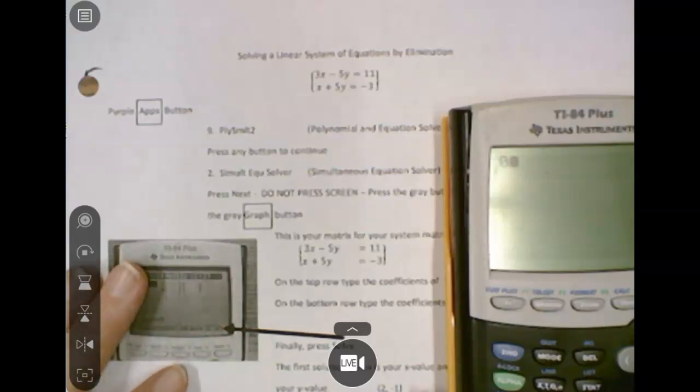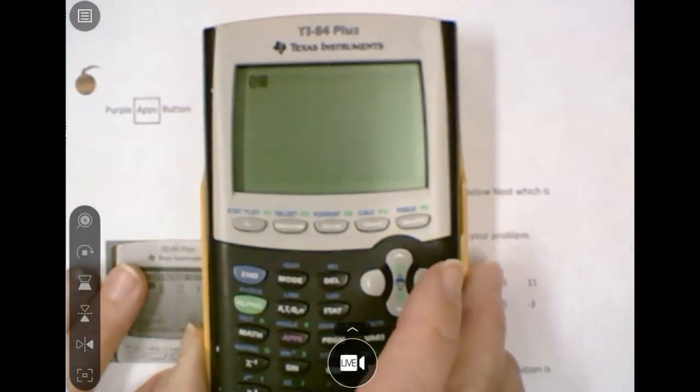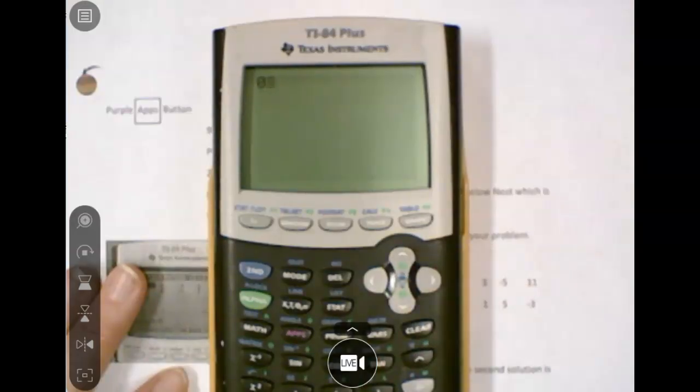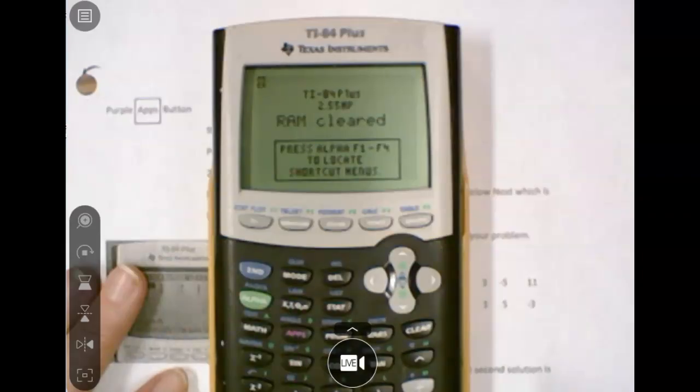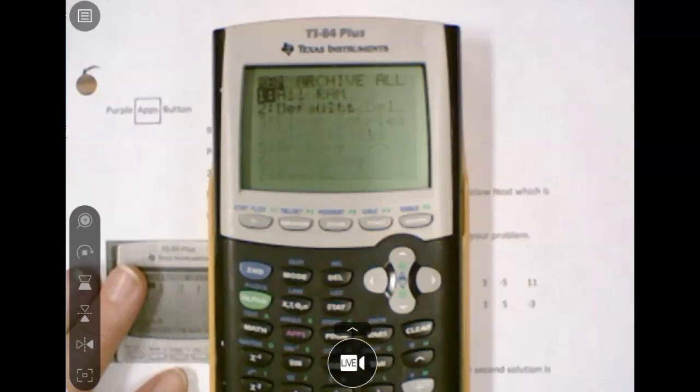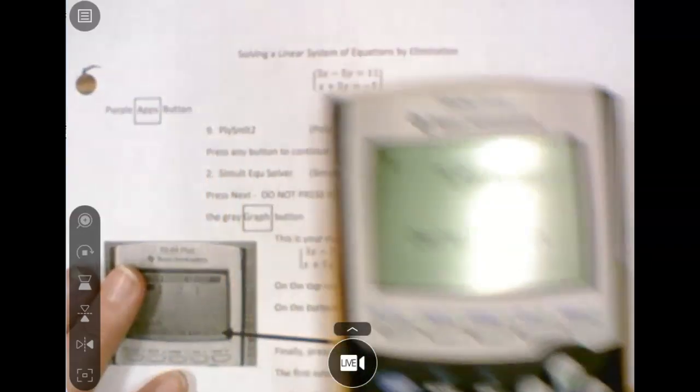Okay, so you should have your graphing calculator in front of you. And the first thing we want to do is clear the memory. So second plus 7, 1, 2, second plus 7, 2, 2. Your calculator is cleared.